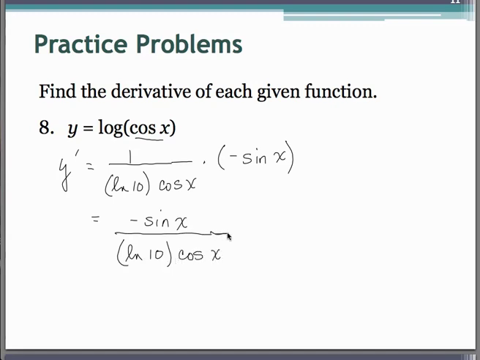Of course, in the denominator, hopefully it goes without saying, commutative property of multiplication. Yes, it is fine to write cosine of x in front of natural log of 10. You just need to be careful how you write it, because you don't want it to look like you're doing cosine of x times natural log of 10. So you might want to maybe use an extra set of parentheses, perhaps. Now, of course, sine over cosine is tangent, so we can simplify it further, as you should, and have negative tangent of x over natural log of 10.